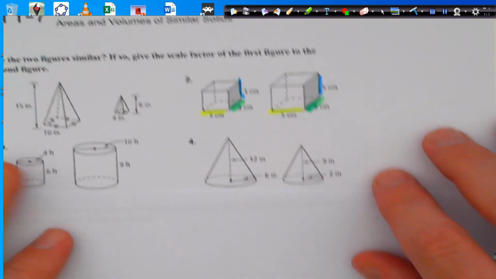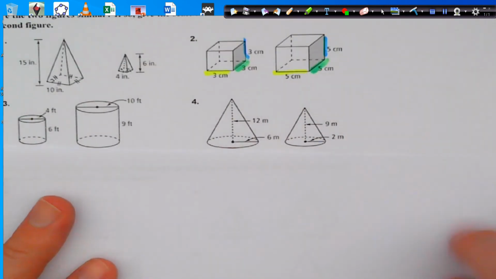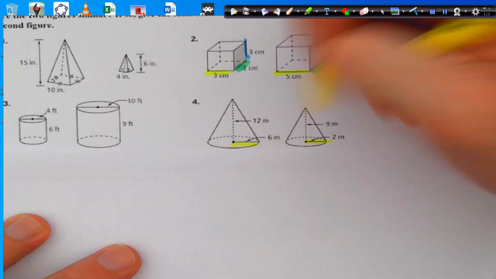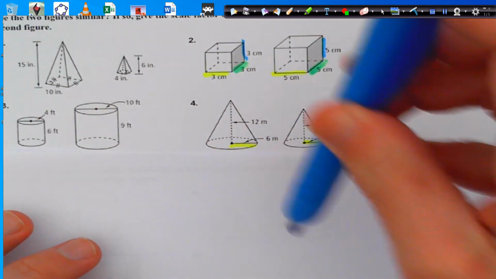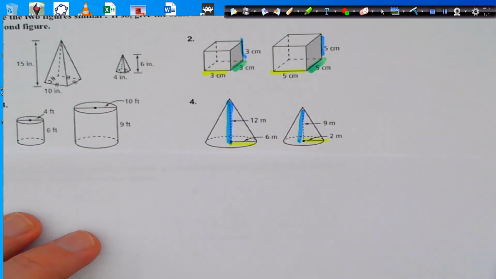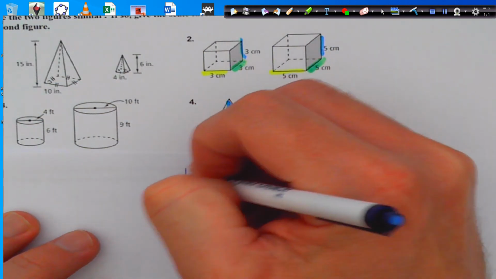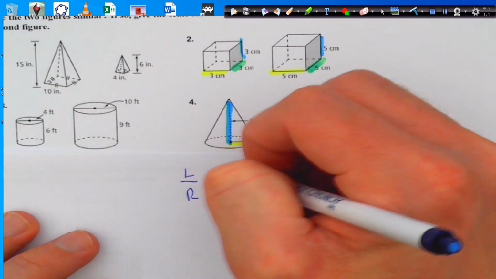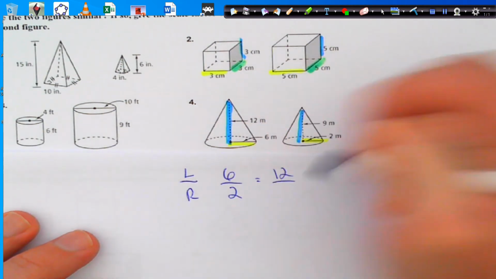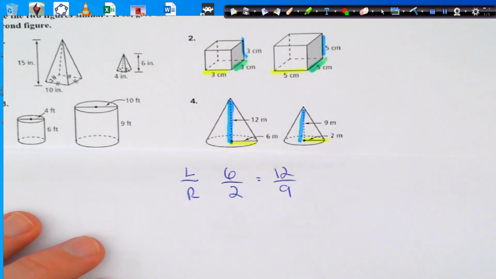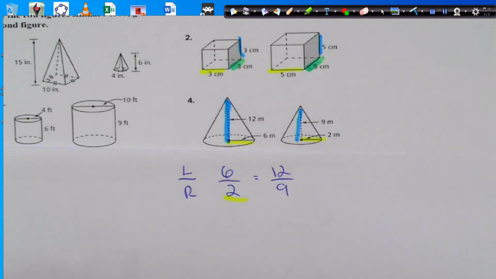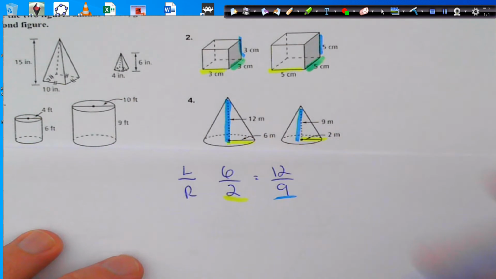So let's go to number 4, where we are going to highlight our corresponding parts. So this is 6 to the 2, and then we have 12 to the 9. So I'm going to go left on top, right on the bottom. So we're going to go 6 to 2 equals 12 to 9. Keeping that consistent, this is the yellow group, and this is my blue group of problems.